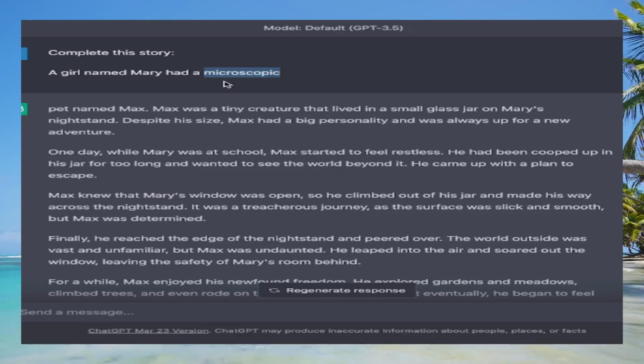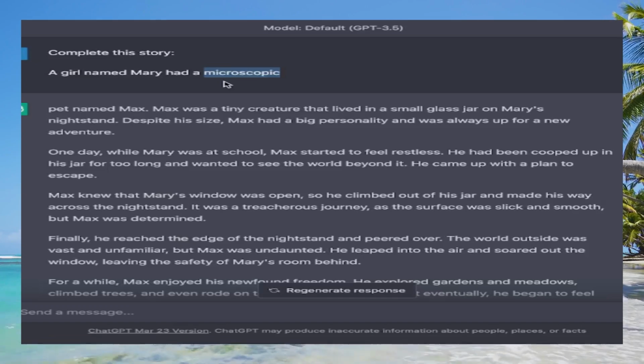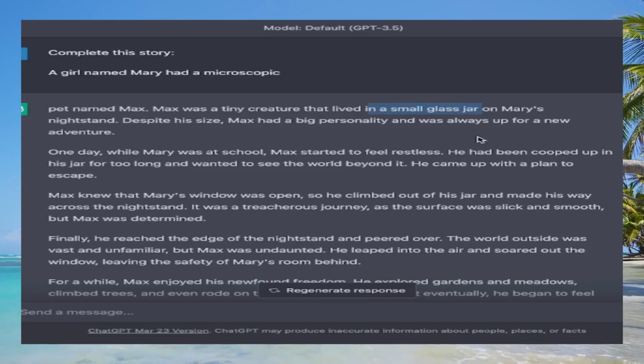Specific words alone, because of the patterns around those words, like microscopic is always going to be talked about in the context of small things probably, or maybe in this case, a small creature that lived in a glass jar. That word itself has a strong pattern of other words that come around it, but it's not as strong as the pattern Mary had a little.